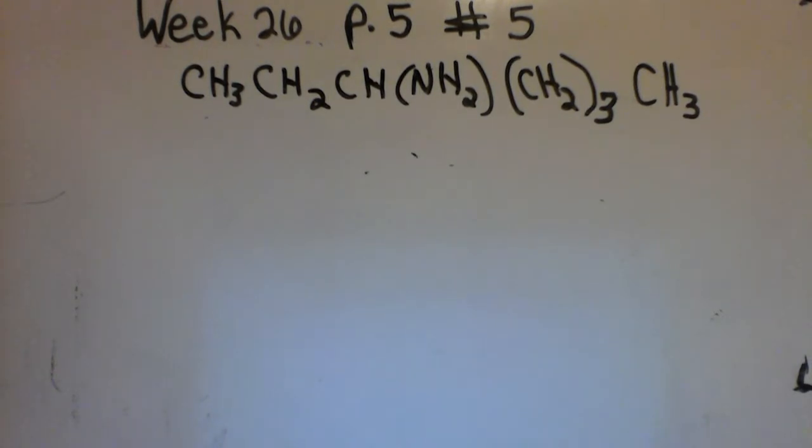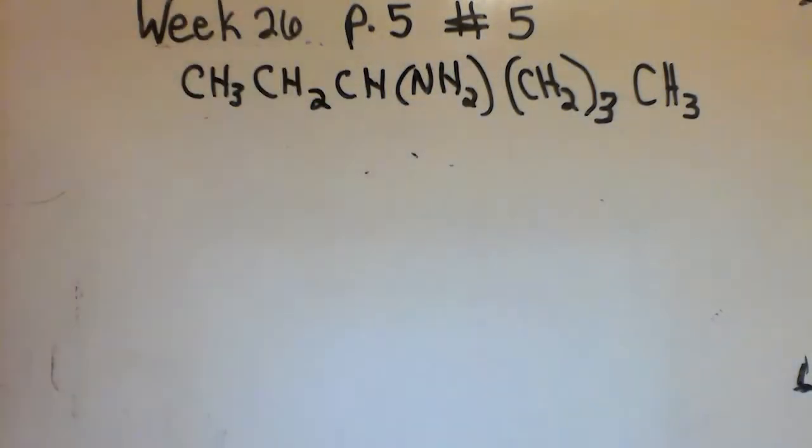This is week 26, page 5, number 5. Name the compound shown here. Now if we look at this compound, we see that the only thing in it that is not carbon or hydrogen is nitrogen. And there are 2 possibilities. It could be an amine or it could be an amide.